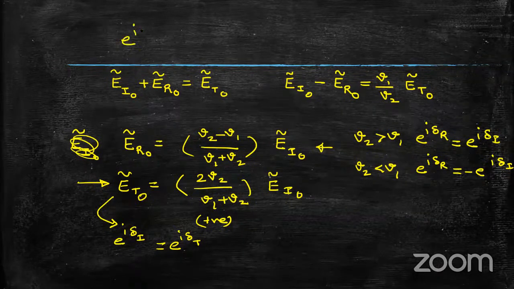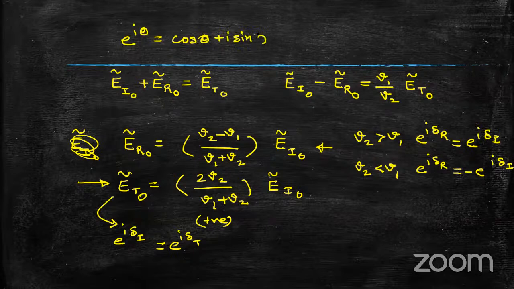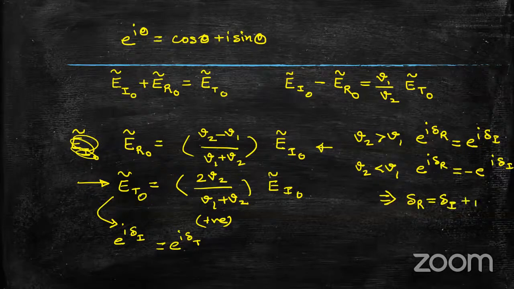So yeah, e raised to i theta is equal to cos theta plus i sine theta. So you have to see when this term becomes minus 1. That is when theta is pi, because cos theta will be minus 1 and sine theta will be 0. So e raised to i pi will be minus 1. That means instead of minus, you can add e raised to i pi. So basically delta r is delta i plus pi.